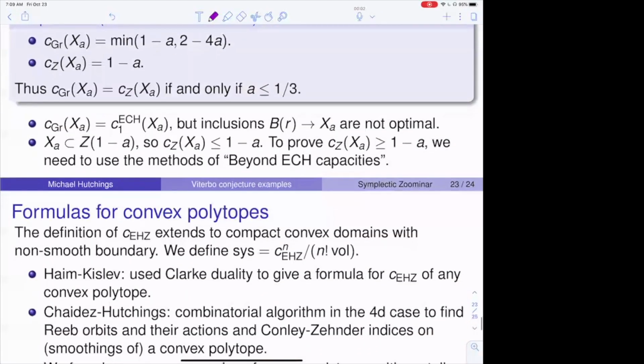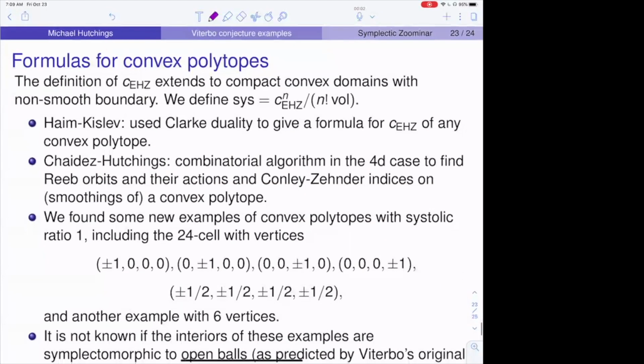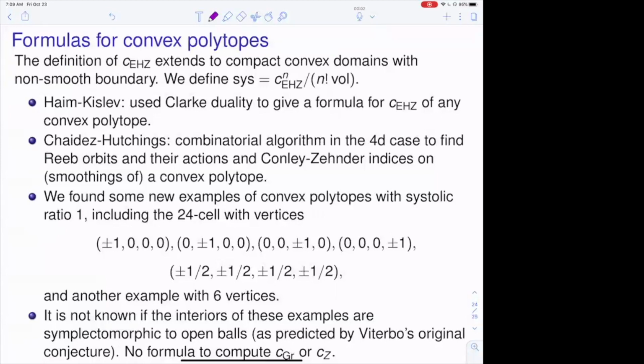I just want to mention that if you're interested in the Viterbo conjecture, so finding the shortest Reeb orbit, then there are formulas for convex polytopes. You have to be a little careful because the boundary of a convex polytope is not smooth, and it doesn't, strictly speaking, have a Reeb vector field, this singular part.